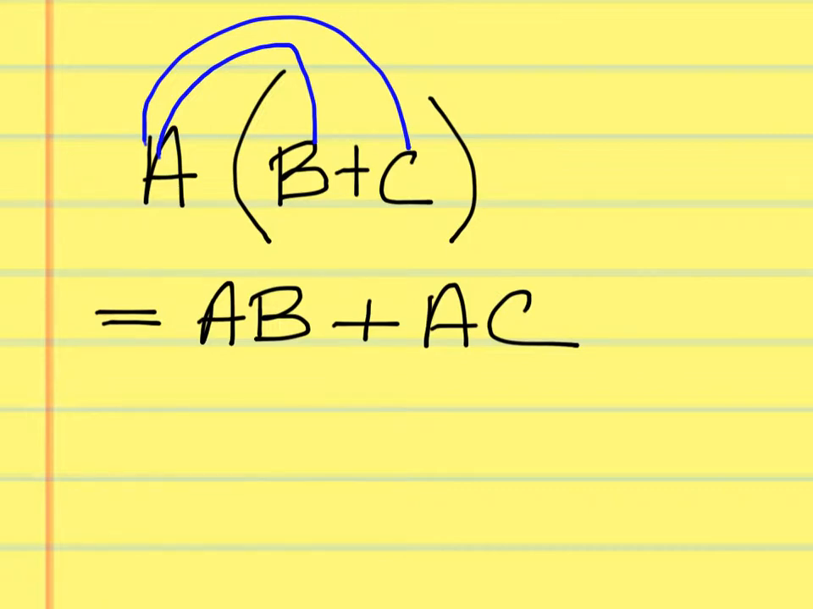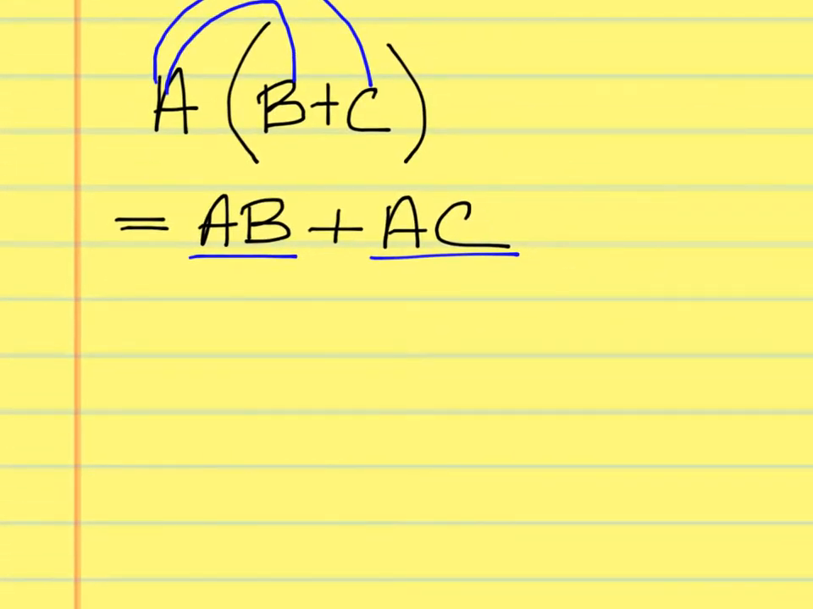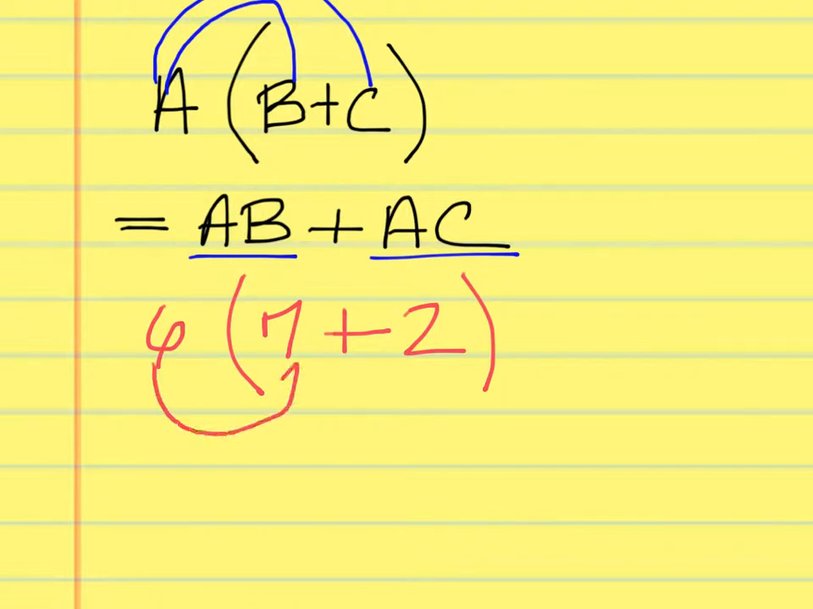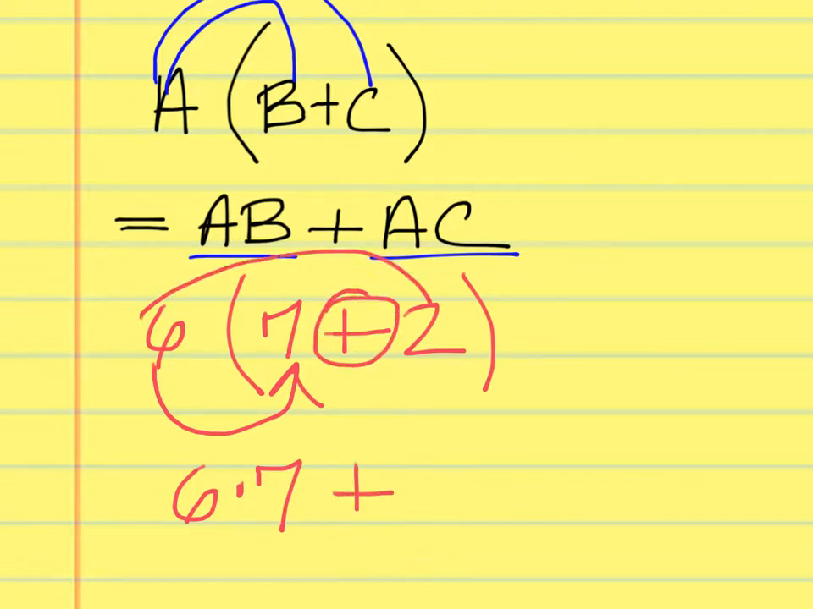In other words, you're multiplying everything inside the parentheses by what's outside of it. So A times B would be AB. And A times C would be AC. And here is an example of that. If we had 6 times the quantity of 7 plus 2, I would distribute the 6 to the 7. So 6 times 7. I would keep the sign in here, plus, and then 6 times 2.